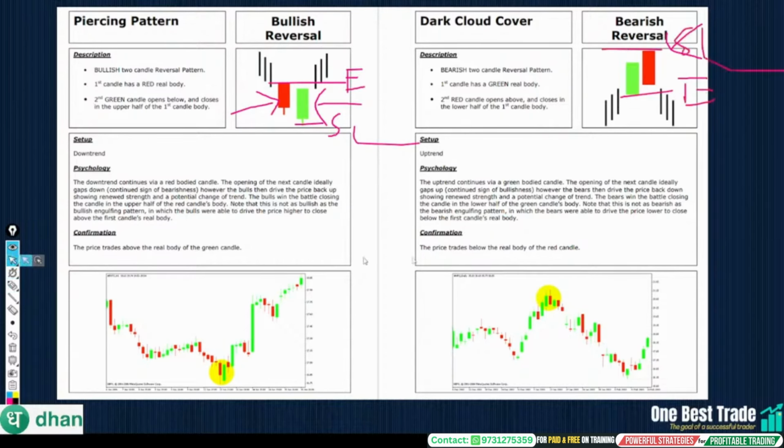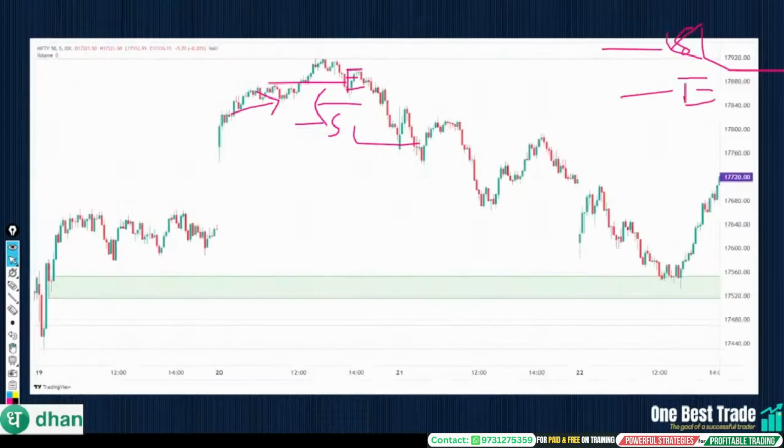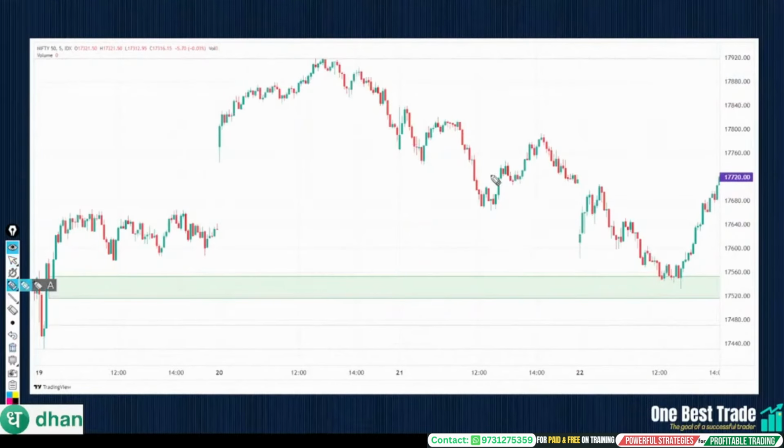Let's give a real-time example. This is a previous day price action. The market opened with a gap down and then the gap got filled. And again in the afternoon, the market took a U-turn after this piercing pattern.